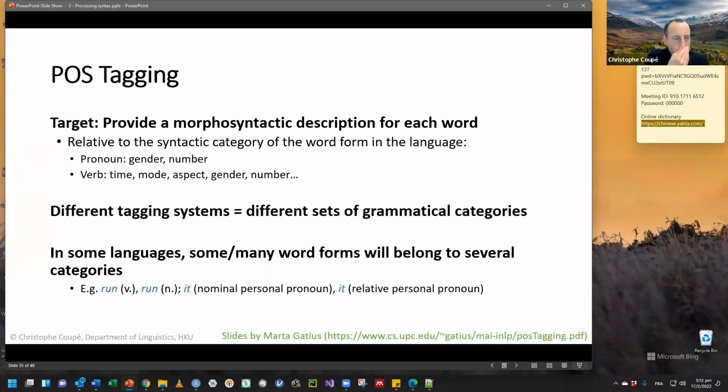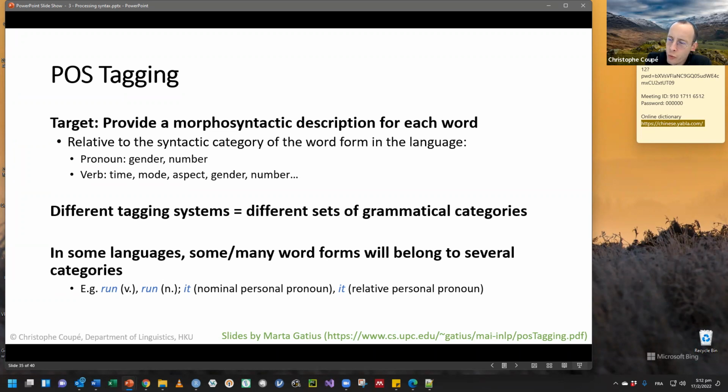So once again, if you do POS tagging, you want to try and have a morpho-syntactic description for each word. That's what I have told you already. There are different systems of tags. You may come up with different sets of categories, of grammatical categories.